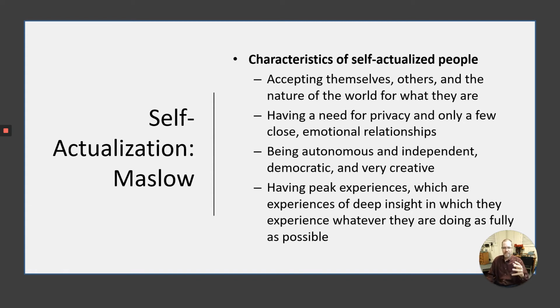Accepting themselves and others and the nature of the world for what they are. Now, this would be like if you're going to attain this sort of supreme and mature and well-adjusted kind of person in the world, having a need for privacy and only a few close emotional relationships. In other words, you're not one of these needy people that everybody has to like me, everybody has to be my friend. You're a lot more discerning than that, being autonomous and independent. You're not codependent with someone else, or you're not relying on somebody else's opinion to get you through or to give you some little bit of self-worth.